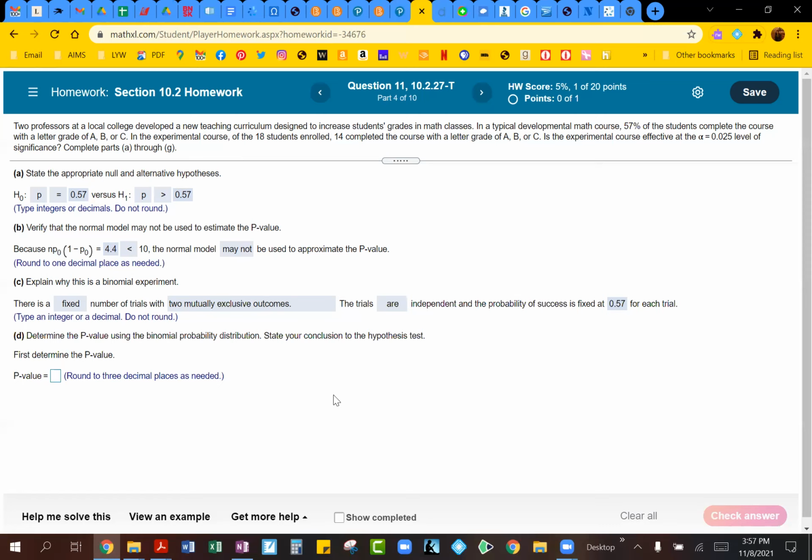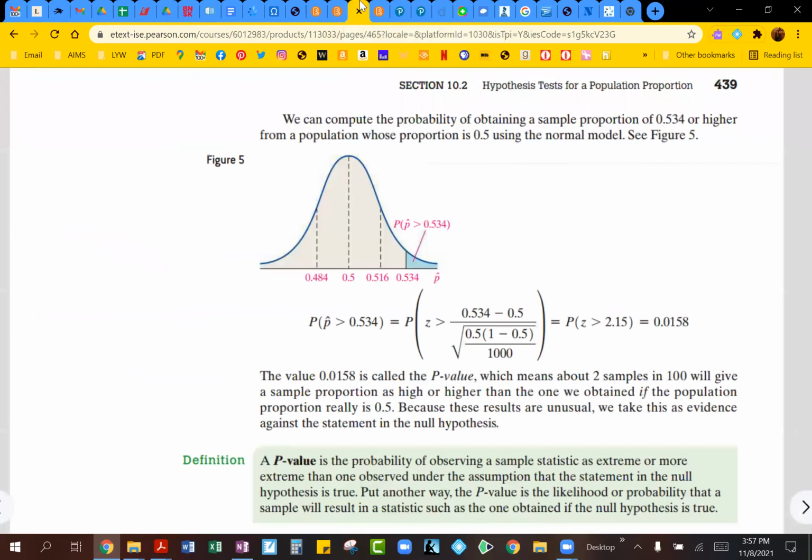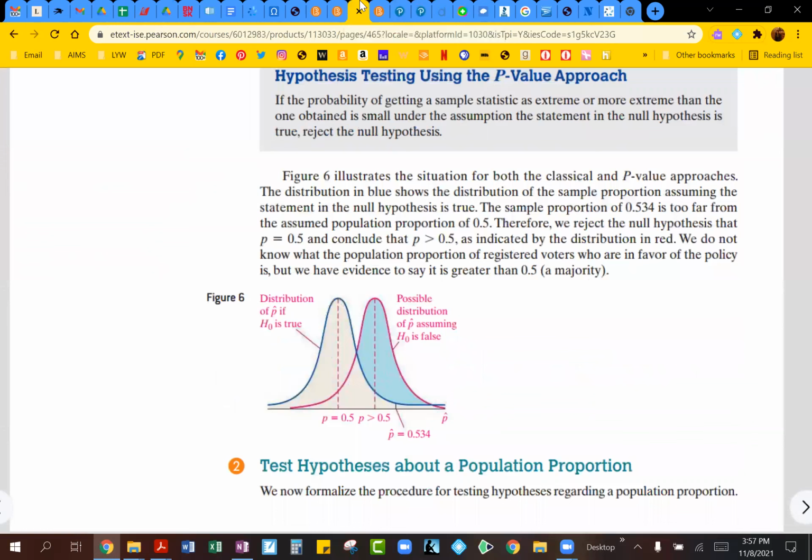Okay, so this is where we're getting into calculating our p-value over here. So determine the p-value using the binomial probability distribution and then determine the conclusion for your hypothesis test. I'm actually going to come back over here.